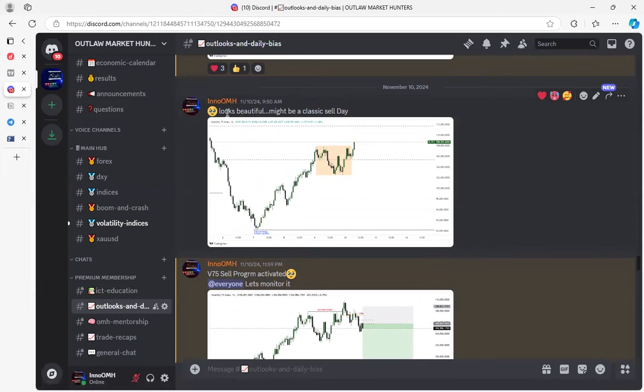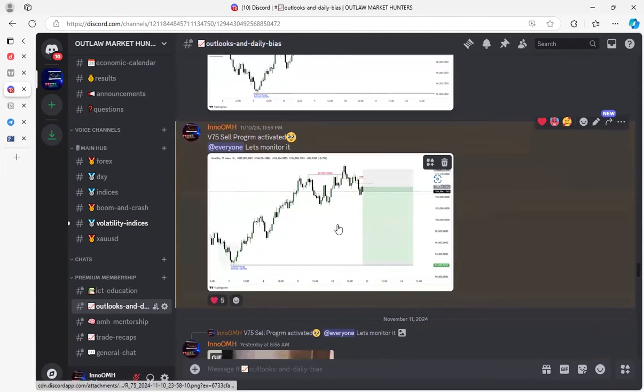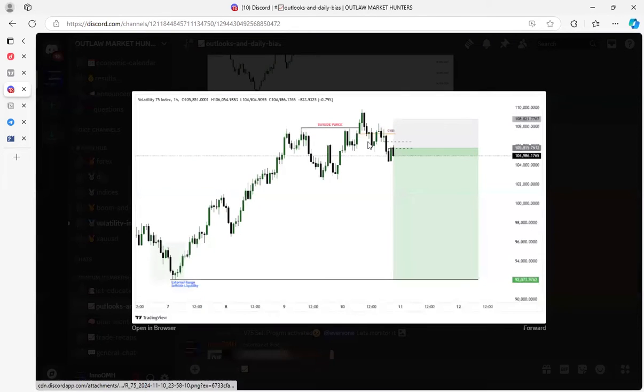As you can see, like I said, looks beautiful, might be a classic sell day, meaning it might be a reversal day. And here is where price activated the sell program, meaning we have now entered a new side of the curve, the sell side of the curve, right?